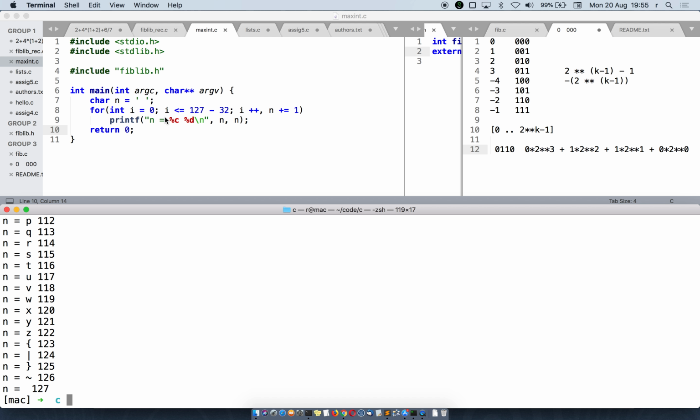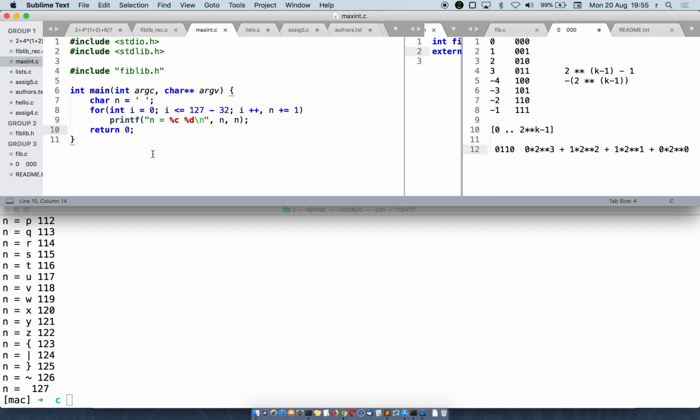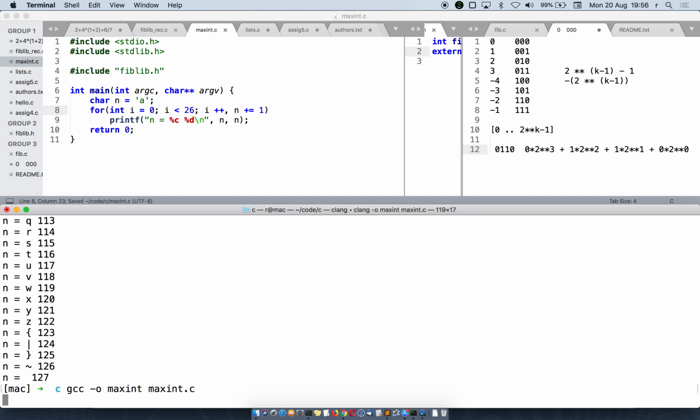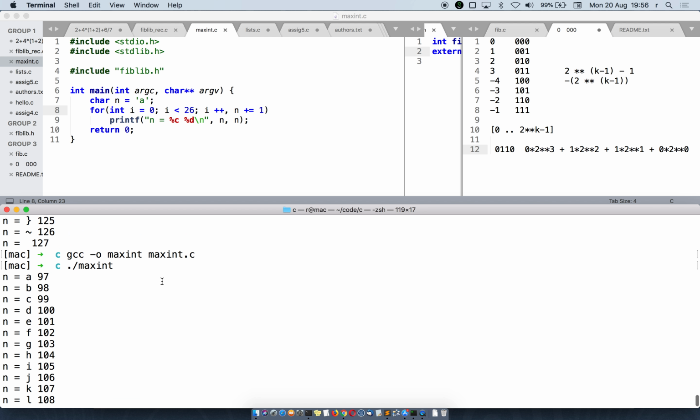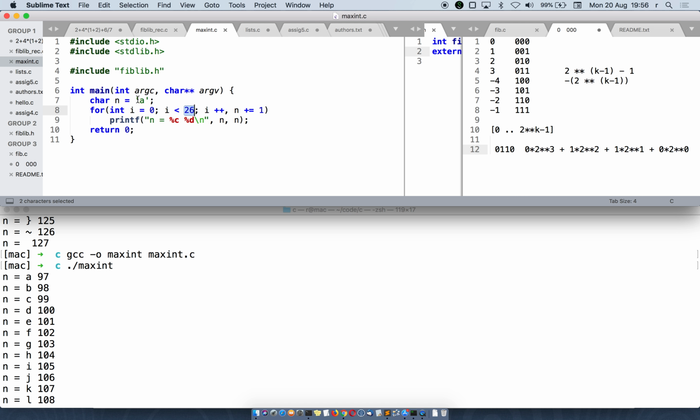Let's say I just want to print the small letters. So I'm going to start from A, and there's 26 of them, right? So 26, and what's going to be less than, and let's run this, and we only have the small letters, right? We know there's 26 of them. We know the first one is A.